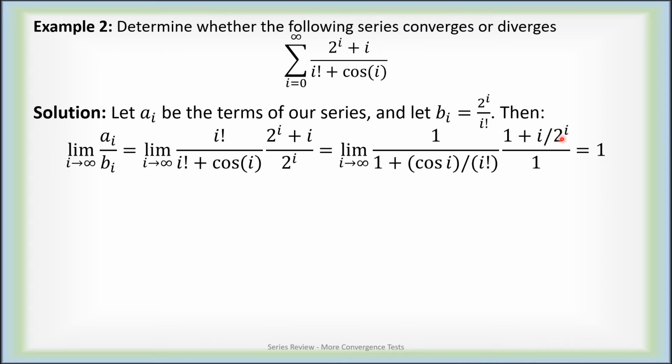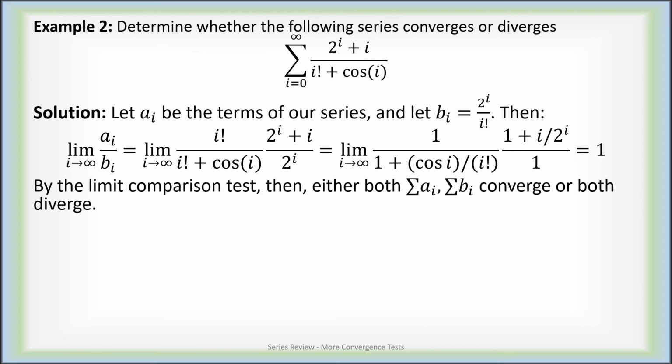So this simplifies down to just this. i over 2^i goes to 0. Cosine of i over i! goes to 0. So overall, this all just goes to 1. By the limit comparison test, since the ratio a_i over b_i had a finite non-zero limit, either both series converge or both diverge. So to determine whether the series of a_i converges, we can instead turn our attention to the series b_i.